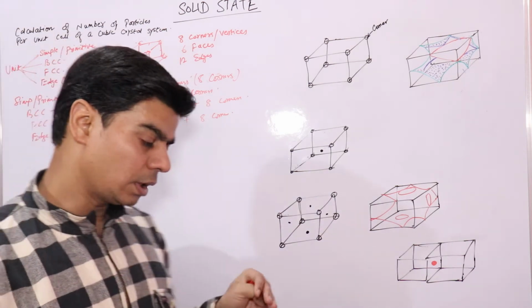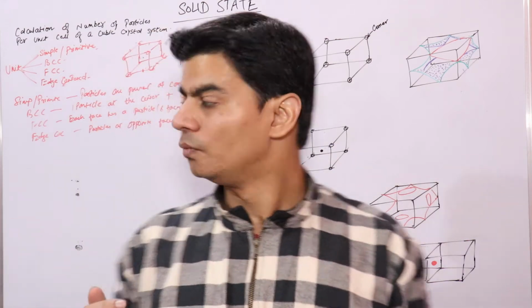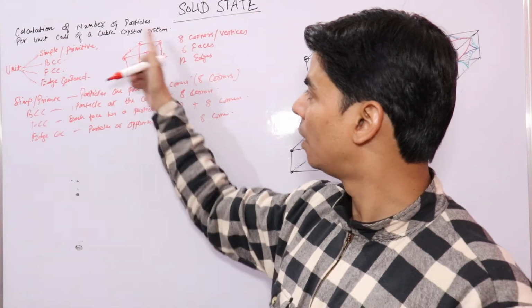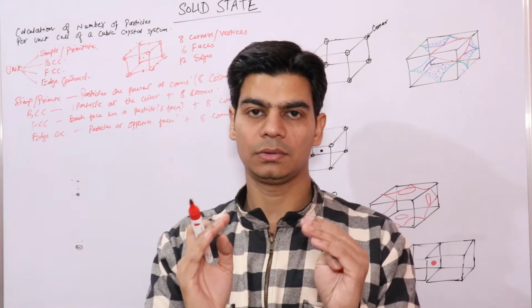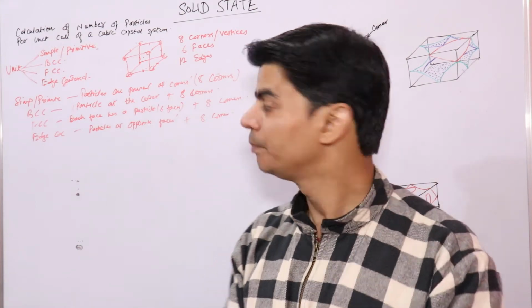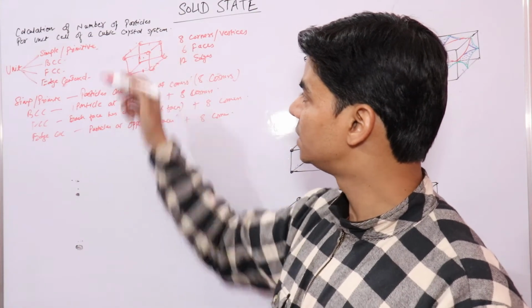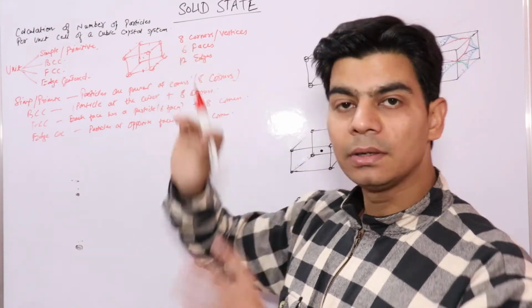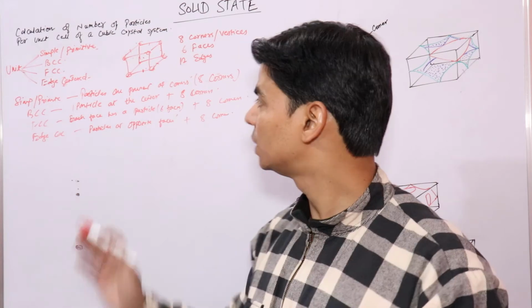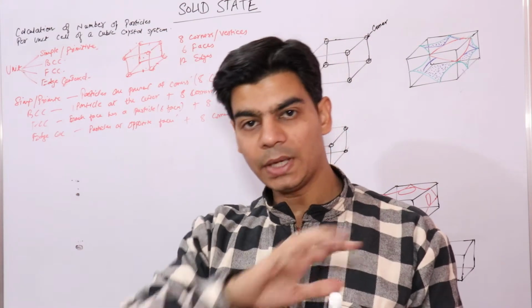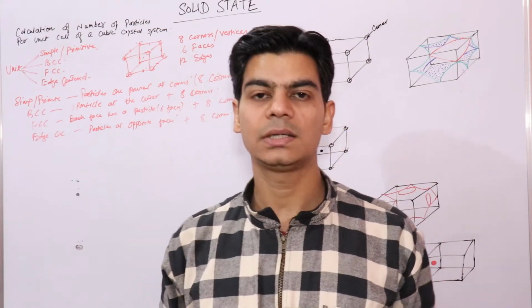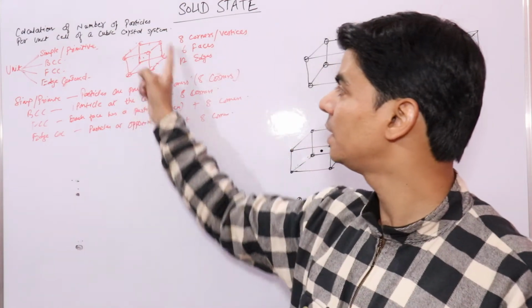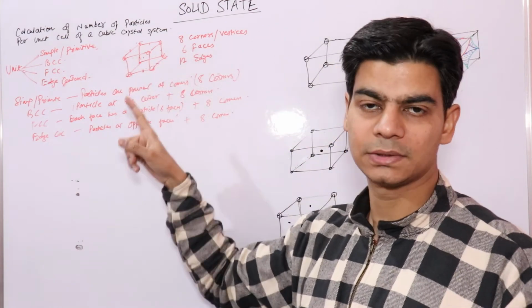Now what our aim is: we know that a unit cell is the smallest part of the crystal lattice. So this particular unit cell would be touching a number of other unit cells. We know that the entire crystal lattice consists of an infinite number of unit cells.